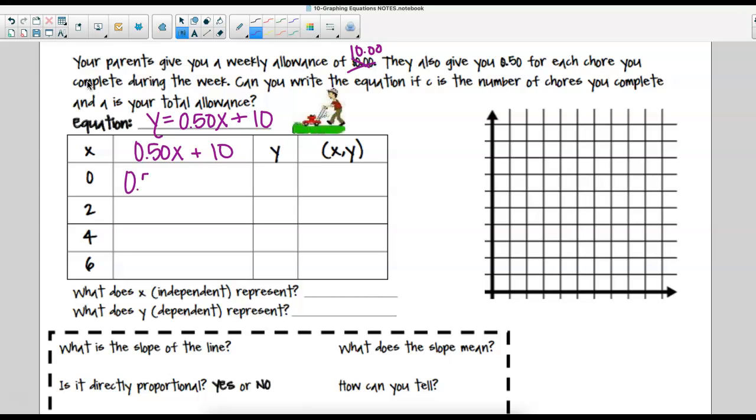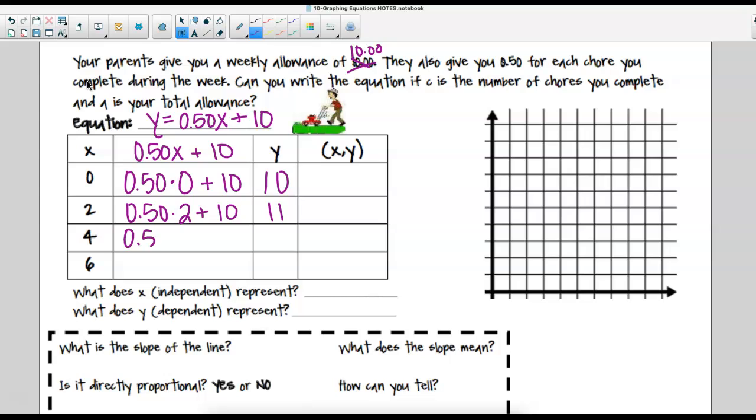Okay, 50 cents. If you do 0 chores, so 50 cents times 0 plus 10, how much money are you getting? $10, right? No matter what. You did nothing, you get $10. Sounds like a good deal. I want somebody to pay me $10 for doing nothing. Never happens. Okay? What if you do 2 chores? How much money are you going to get? You take out the garbage and you clean out the dishwasher. How much money are you going to get? Madison. $11. 50 cents times 2 chores, that's $1, plus the 10, you get $11.